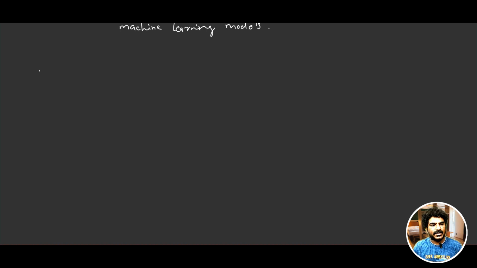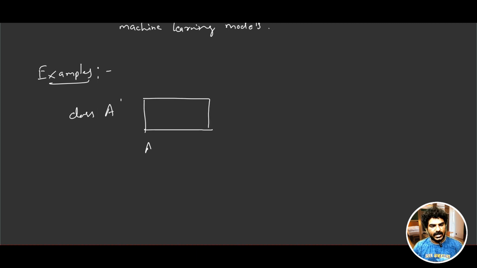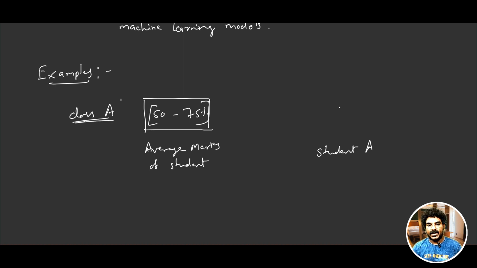So let's discuss a few examples of these outliers. Let's suppose this is class A, and we'll take the average marks of the students in class A, which is typically between 50 and 75%. And let's suppose we have a student A of the same class A who is getting 95%. So this particular student A will be an outlier.